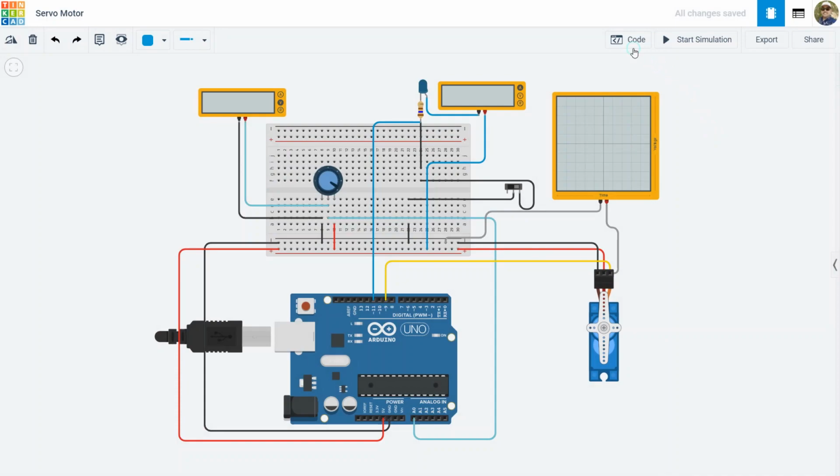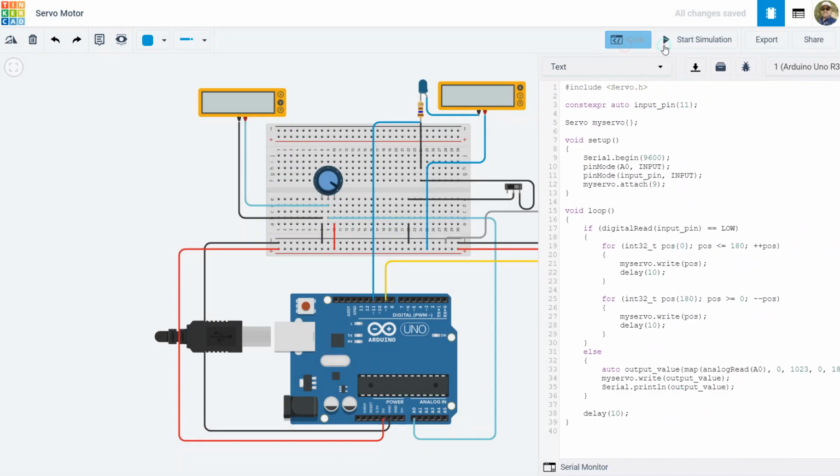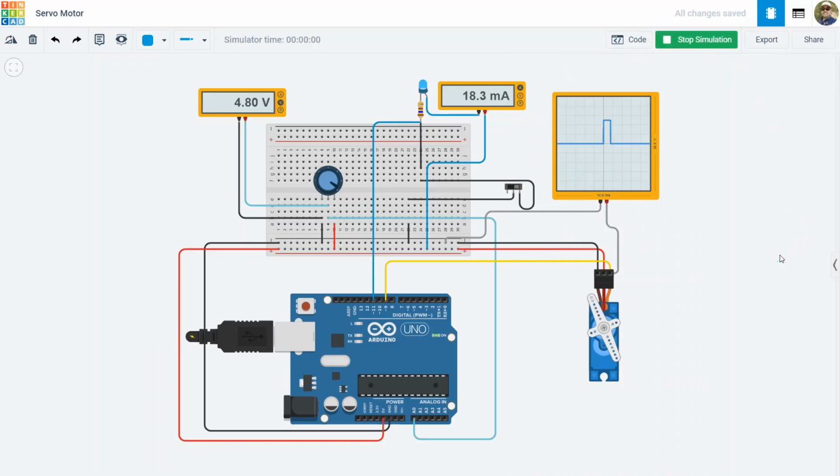So this is our circuit. I have already copied and pasted the code in here, and we start the simulation. Okay. So this switch controls the switchover from one mode to the other, and I have set it now such that it will rotate by the angle which I will set via this potentiometer. As we can see, as we rotate the potentiometer, the servo motor rotates.